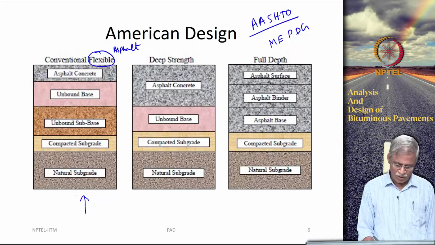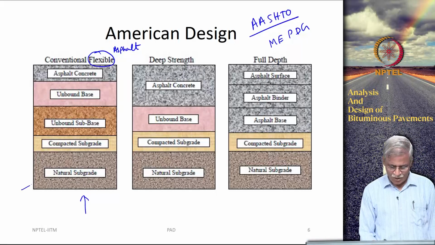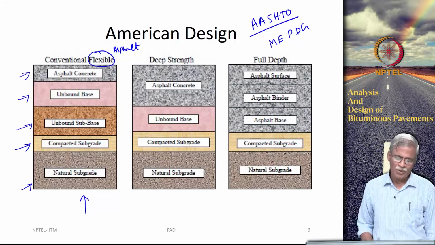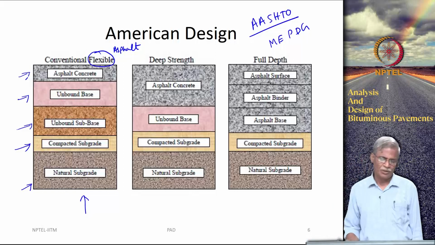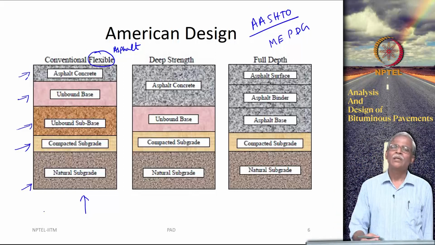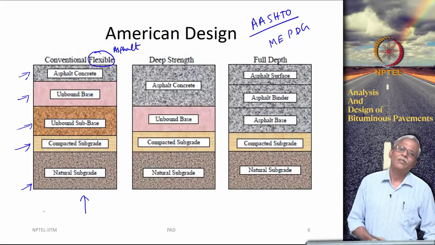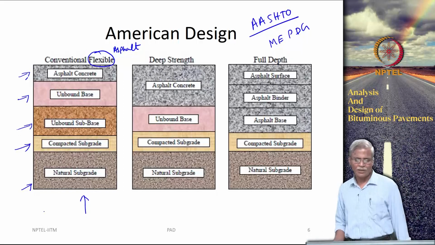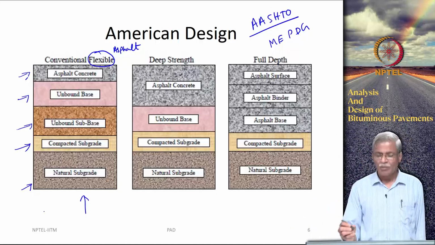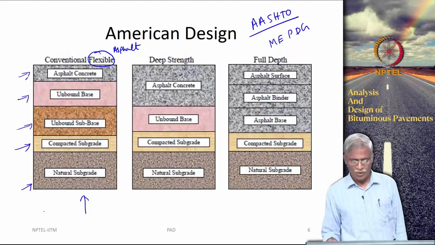Okay, so, what you are going to see is there is an actual subgrade, there is a compacted subgrade, unbound subbase, unbound base and bituminous mixtures or asphalt concrete mixtures. Okay. So, this is something similar to the generic cross section that was presented to you earlier. Now, there is something called as a deep strength pavement, okay, perpetual pavement and all those things.